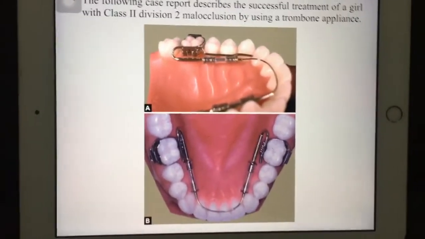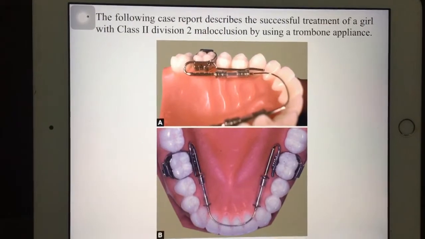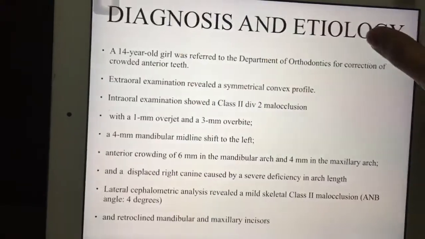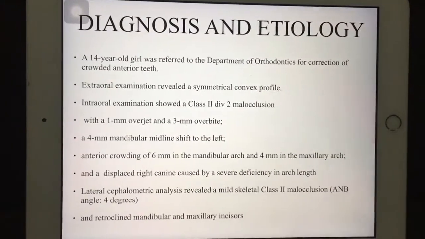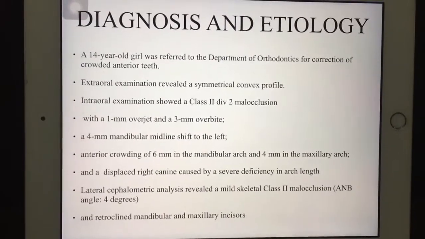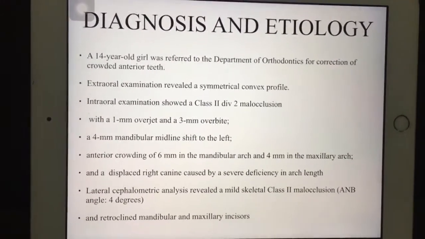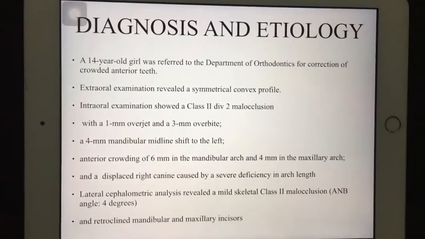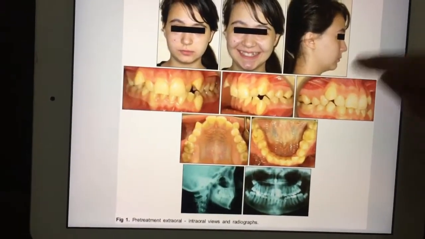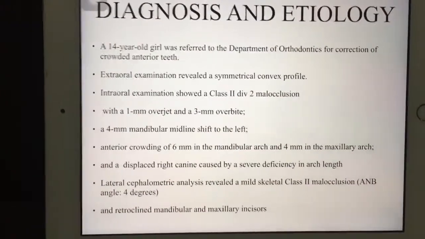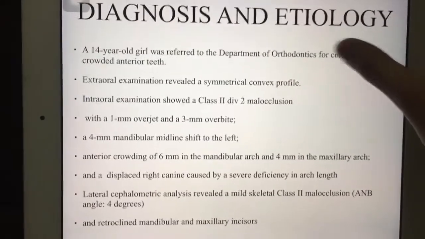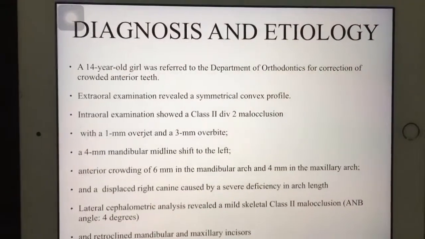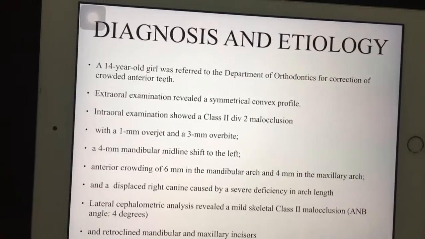So, the following case report describes the successful treatment of female with class 2 division 2 malocclusion by using a trombone appliance. So there, diagnosis and etiology. So, a 14-year-old was referred to the Department of Orthodontics for correction of crowded anterior teeth. Extraoral examination revealed a symmetrical convex profile. So here, it's convex. So, intraoral examination showed a class 2 division 2 malocclusion. Here, diba? Tapos nakaprotrude talaga yung canine. So, with a 1 mm overjet and 3 mm overbite.